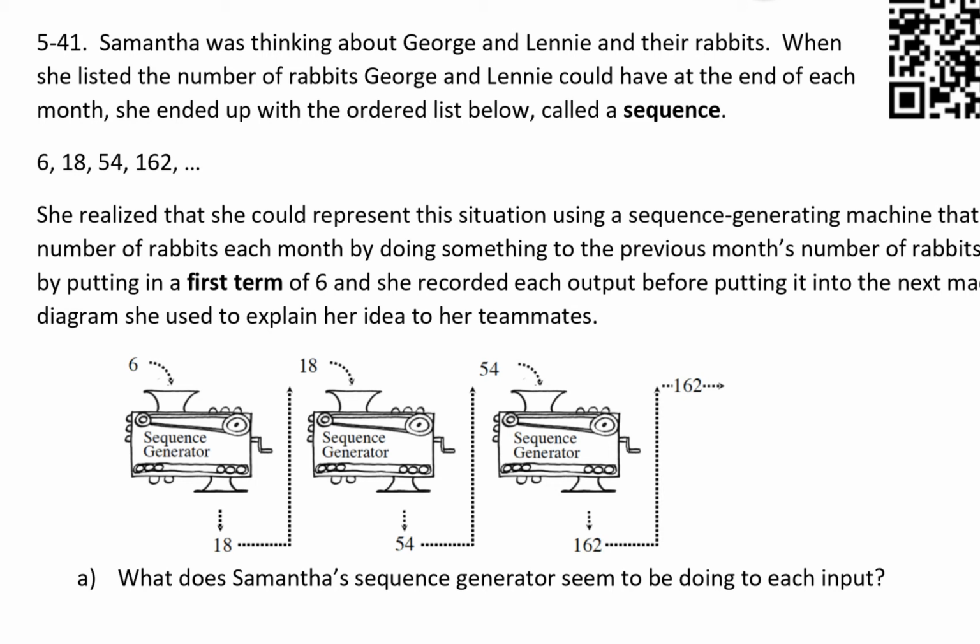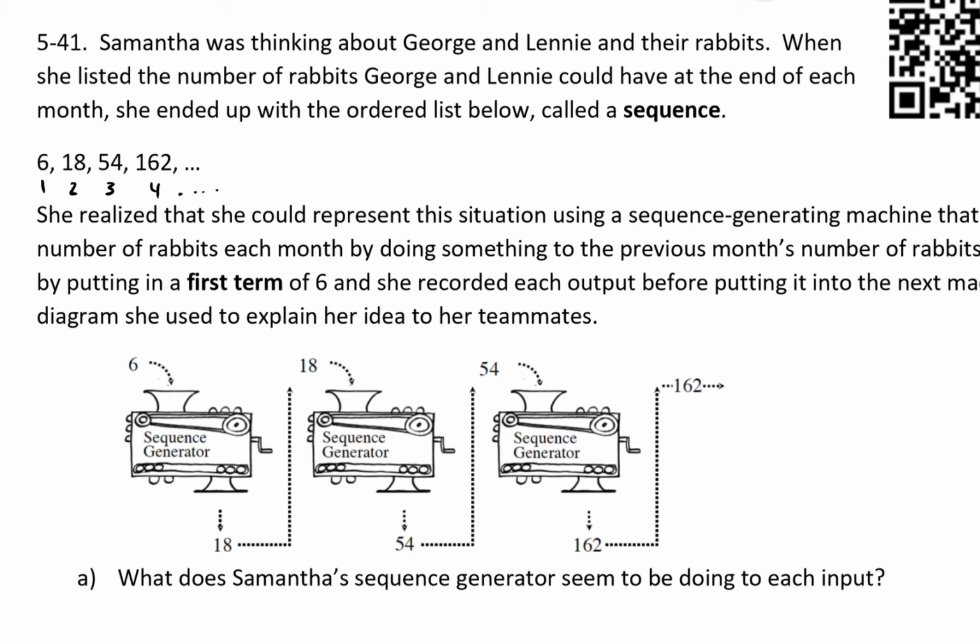So, first of all, that's vocabulary, right? We've just introduced this new idea. An ordered list is called a sequence. And in this ordered list, we have things that are called terms. For example, this is the first term. There's a second term, a third term, a fourth term, and so on.